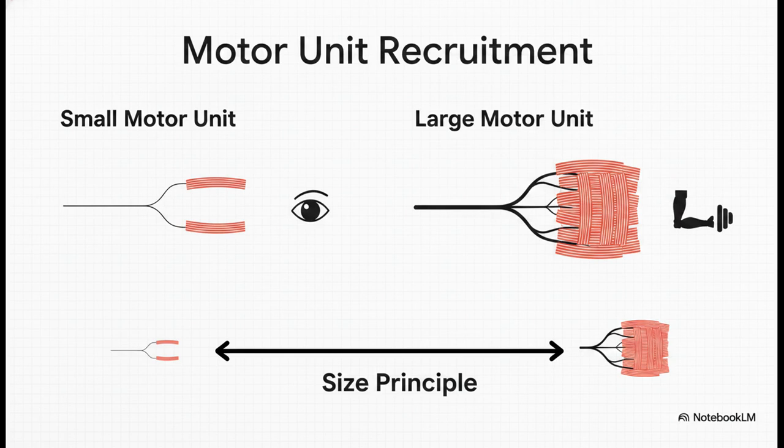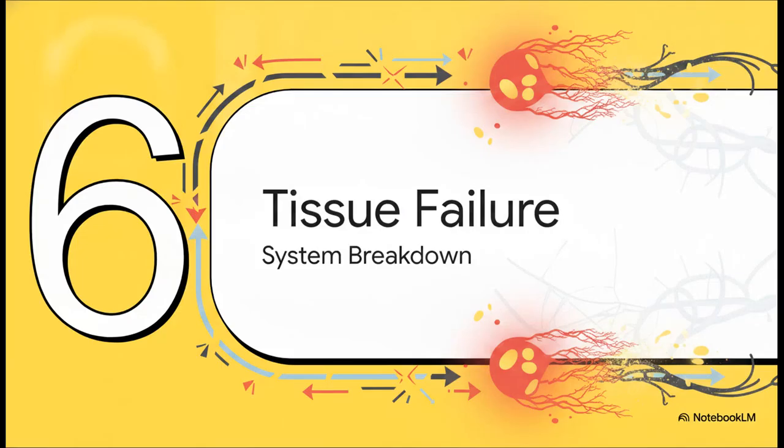For delicate precision, like eye movement, one nerve might control just 5 muscle fibers. But for massive power in your quadriceps, one nerve might control 2,000 fibers. And the whole system strictly follows Henneman's size principle. The delicate, fatigue-resistant units are always recruited first, and then it smoothly calls upon the massive power units only as force demands actually increase.